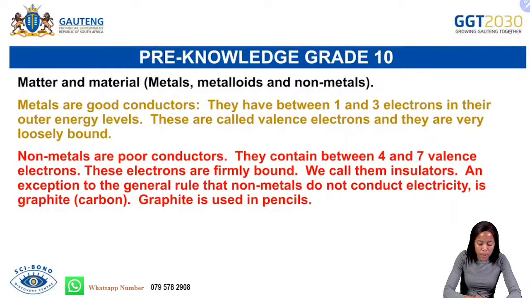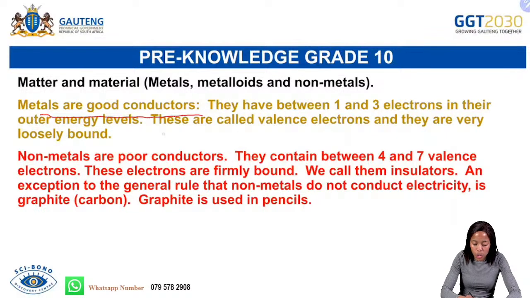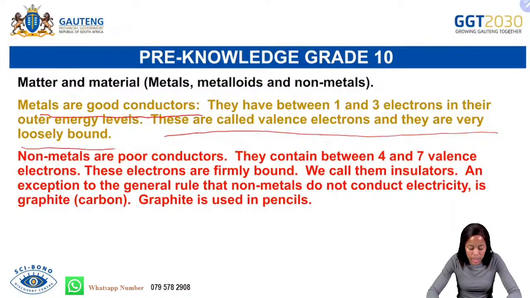It says here metals are good conductors, okay? And they have between 1 and 3 electrons in their outer energy level. These are called the valence electrons, and they are loosely bound. So when we say that they are loosely bound, it means that metals will be the ones to donate the electrons.